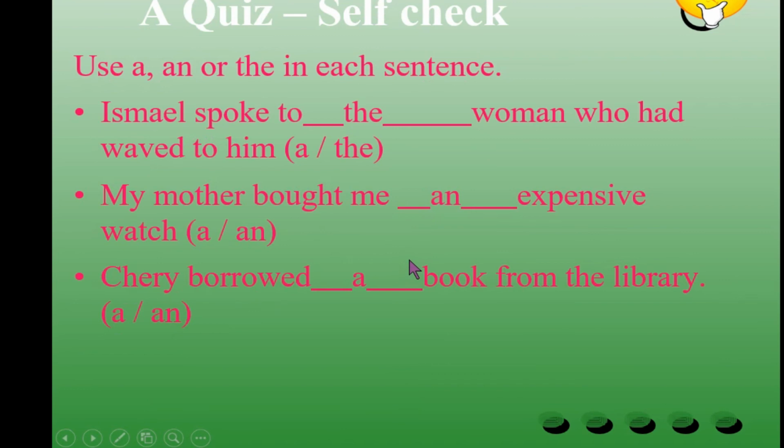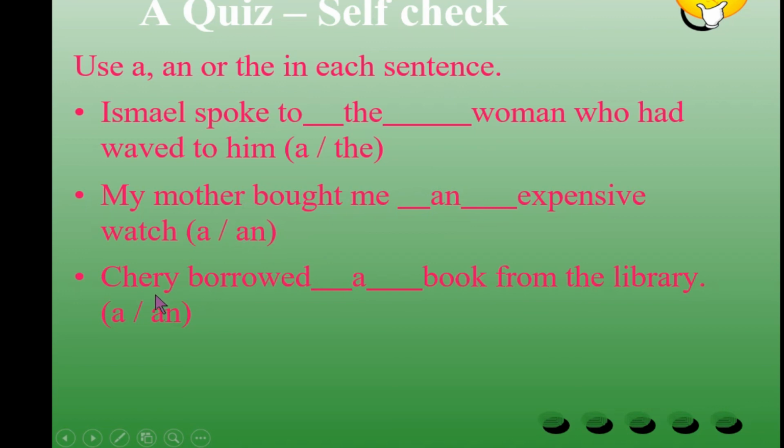Another quiz again. Ismail spoke to the woman who had talked well to him. Yeah, so this is the answer. My mother bought me an expensive watch. We can also use the word the. If you use the word the, it means that you understand and you know what kind of watch it is and how much it is. So you also can use the. But for this one, there are only two choices.